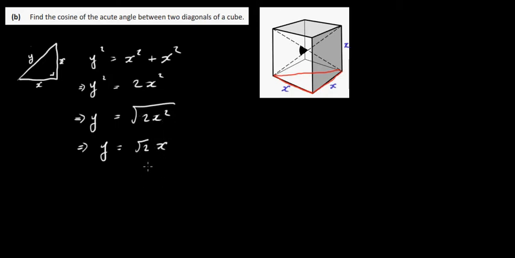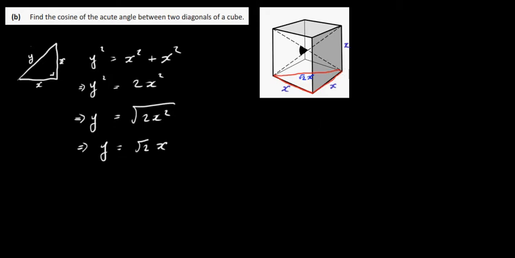so y squared is equal to 2x squared. So that would mean y then is just equal to the square root of 2x squared, so that just means y is equal to the square root of 2 times x. The square root of x squared is just x. Square root of 2 is square root of 2. Okay, so this diagonal along here then is just going to be square root of 2x. So this is the square root 2 times x. That's this distance along here.